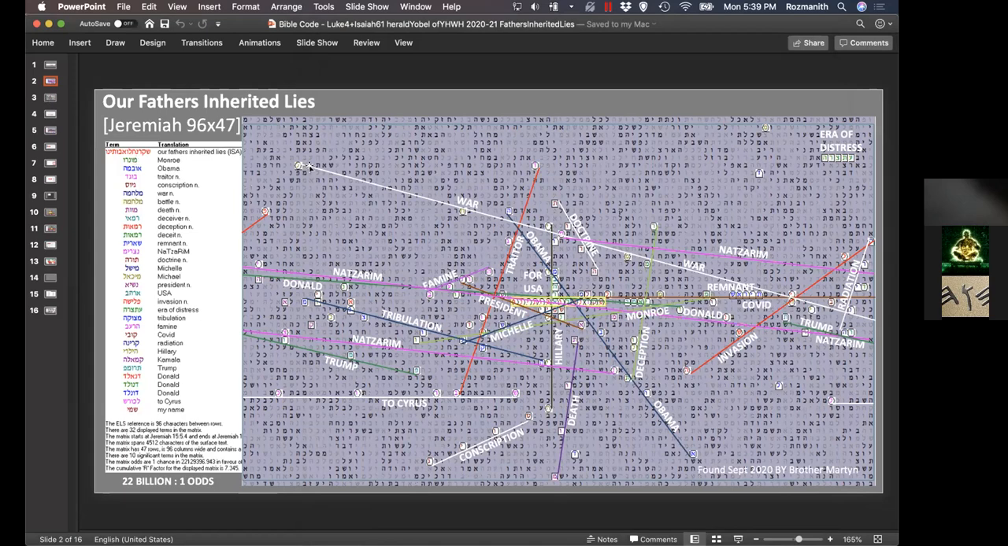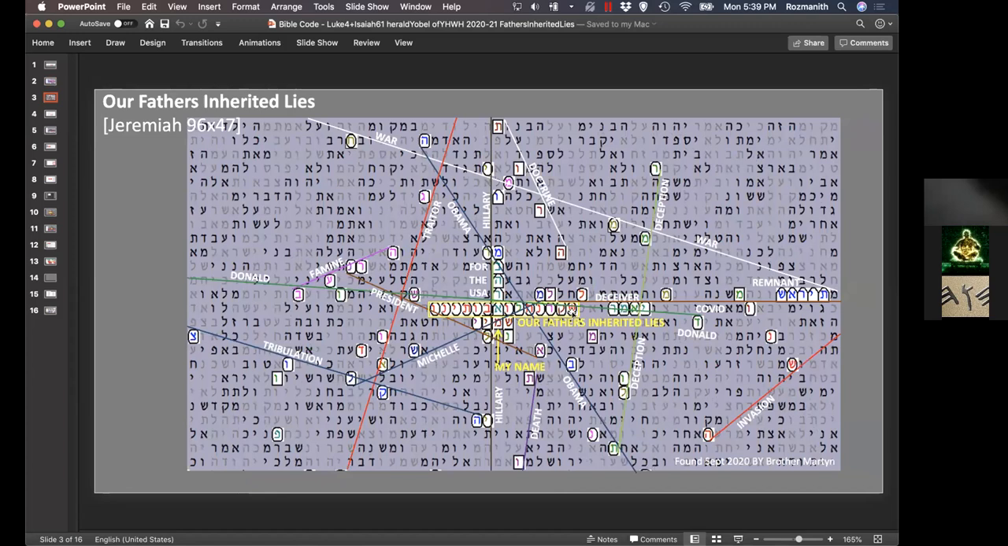And so in the center of this very dense table, if you zoom into this part, you have the access term, Our Father's Inherited Lies, standing on that for the USA, and underneath that, my name. Then all these terms surround it that tie it to what's going on today.